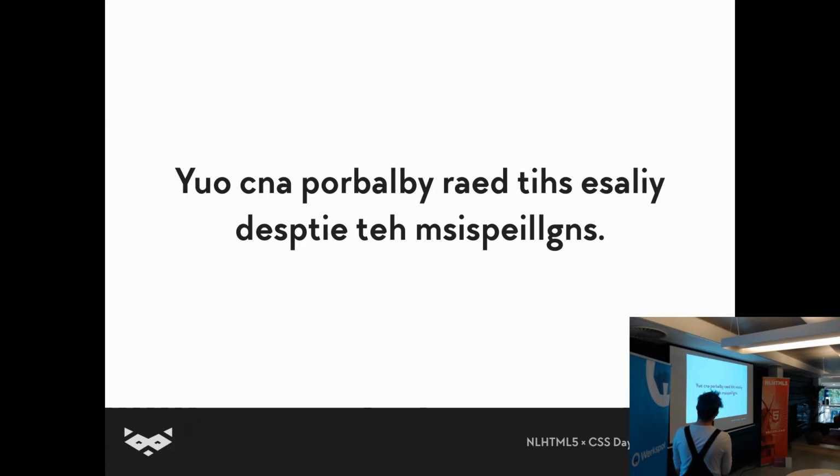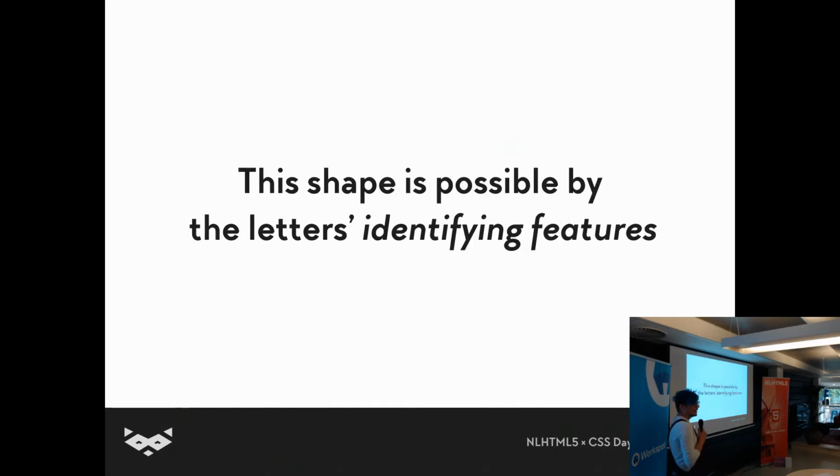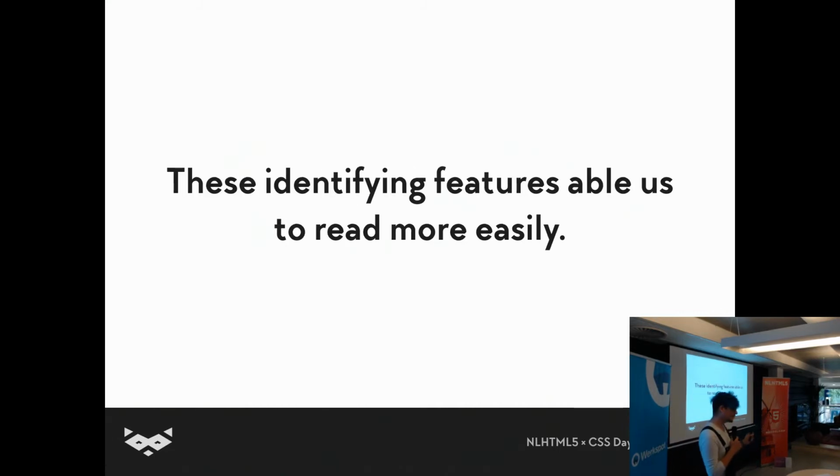And that's why you can read this. You can probably read this easily despite all the misspellings. Why? Because you're looking at the shapes of the words and not the different letters in the word. And that's how you can, even when there are a lot of mistakes in the sentence, still understand what the people are talking about. And this is possible because we use identifying features on all the letters. If letters are not all the same, it's mainly for this. And this is what we use to jump from one fixation to the next.